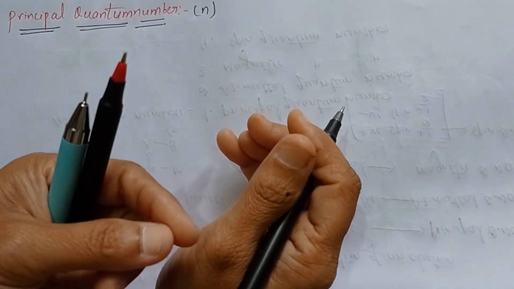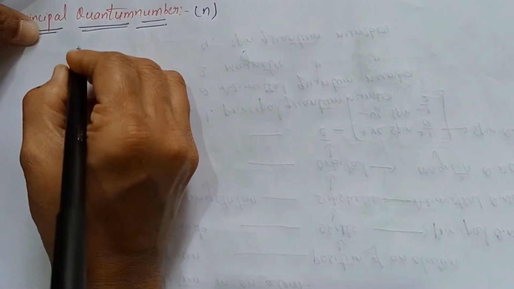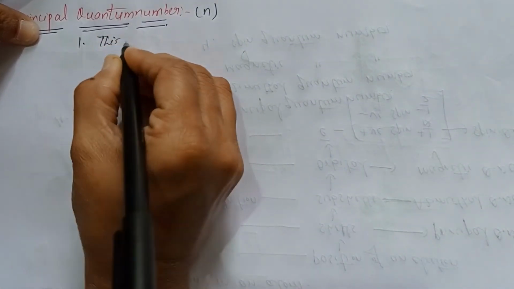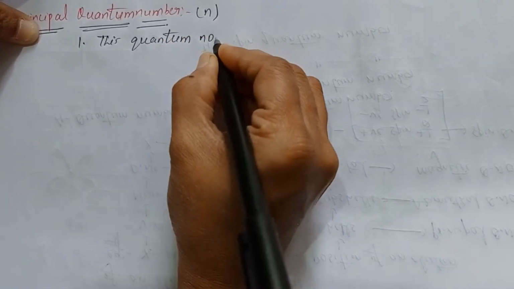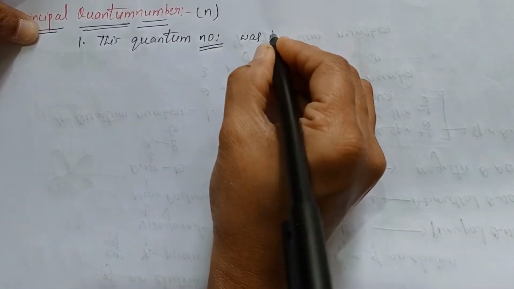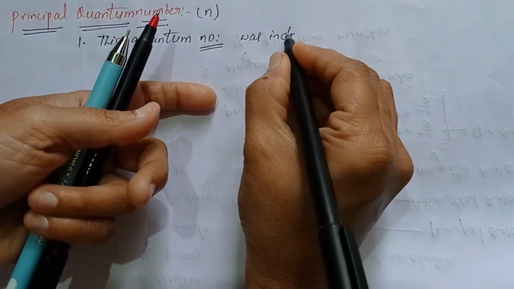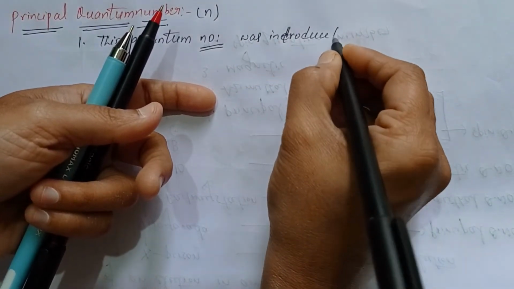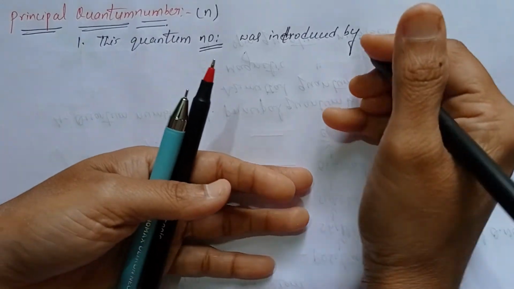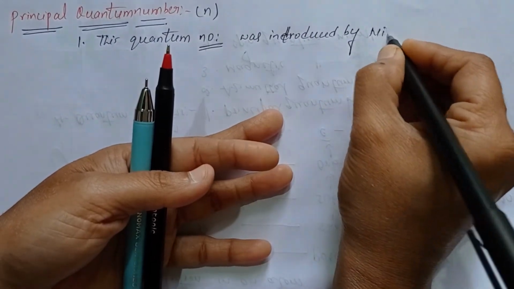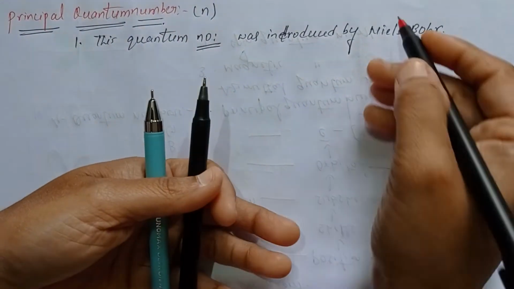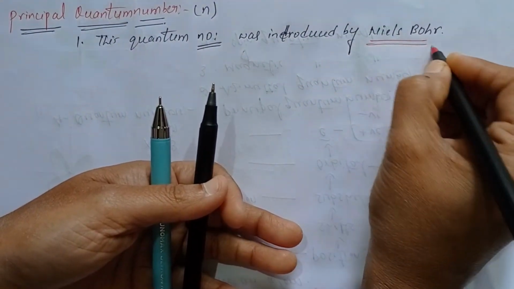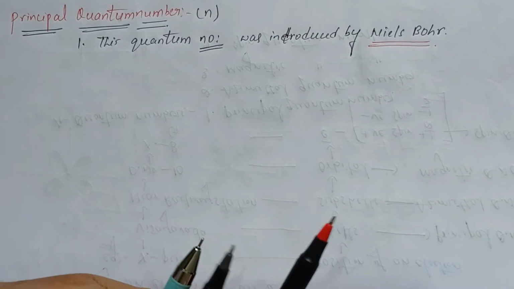And next, this quantum number was introduced by Niels Bohr, the scientist. So who introduced this one, students? Niels Bohr. Clear this one?